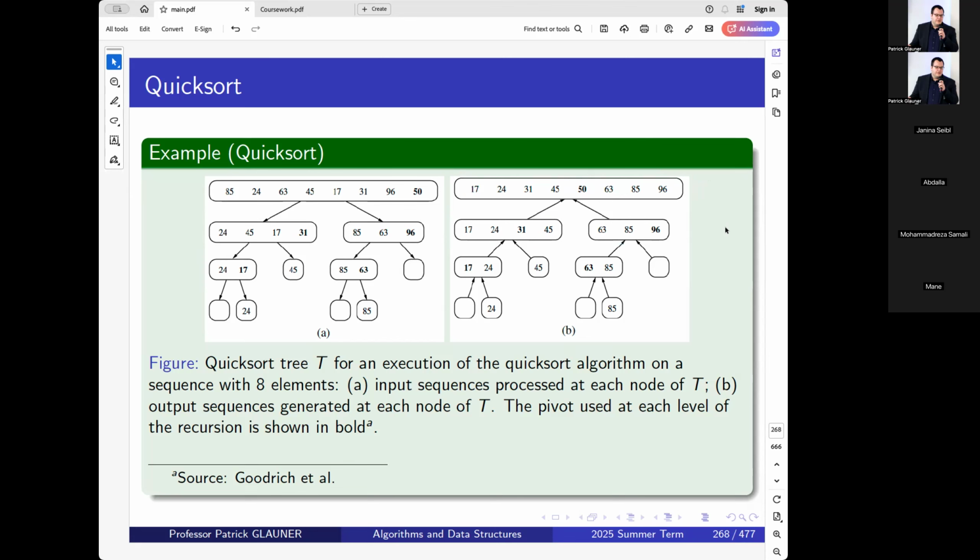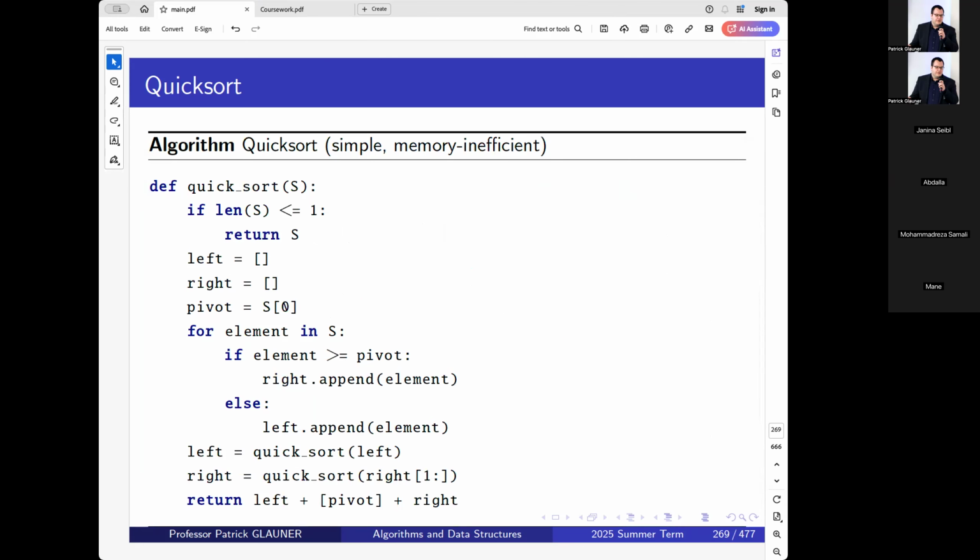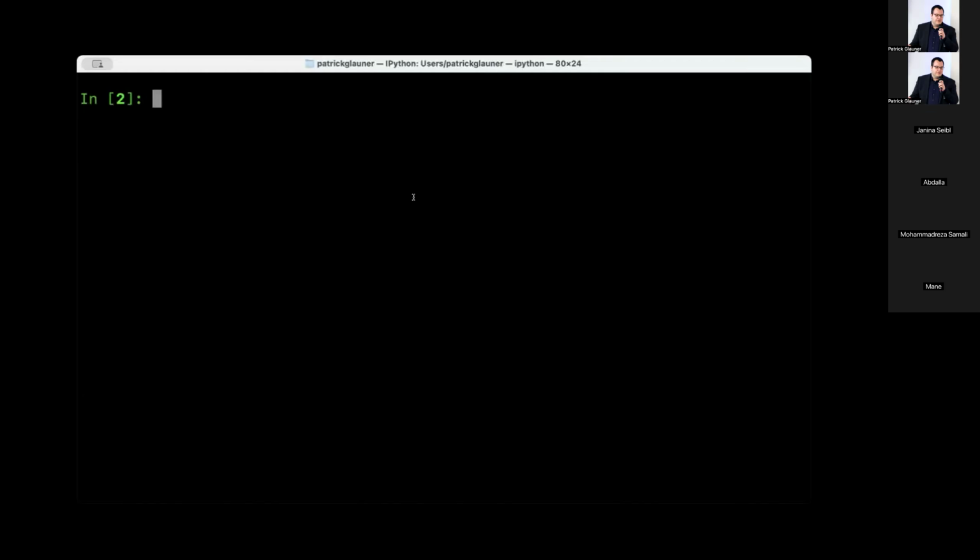So this is the quicksort, and we will later discuss why it's actually considered to be quick. But we'll implement it together now. This time, I will fully implement it for you. There's nothing that you need to do as part of the coursework to have it running. Let's see how it works.